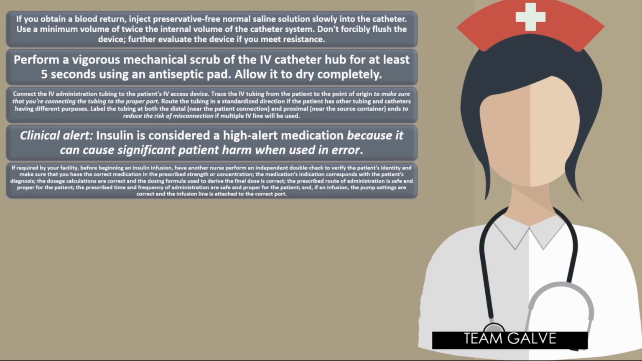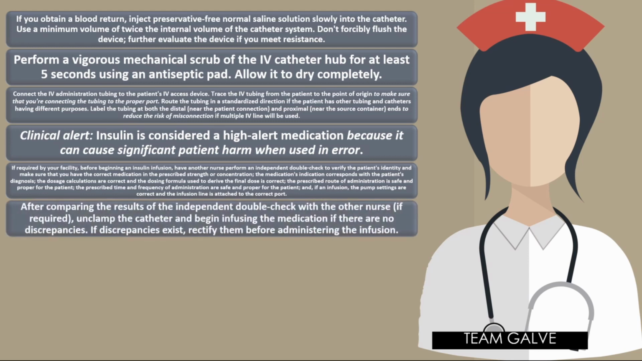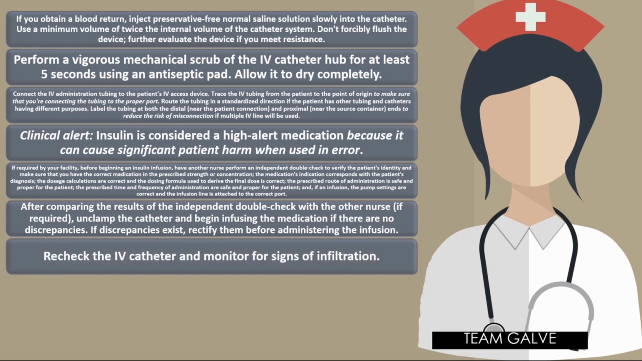Yun na. Go. Next, after comparing the results of the independent double check with the other nurse, if required, unclamp the catheter and begin infusing the medication if there are no discrepancies. If discrepancies exist, rectify them before administering the infusion. Recheck the IV catheter and monitor for signs of infiltration and extravasation. Depende, peripheral line sa facility namin every 4 hours. Central line every 1 hour. Nasa sa inyo po yun, nasa facility protocol nyo yan. Lagi nyong babasahin. Huwag matigas ang ulo.